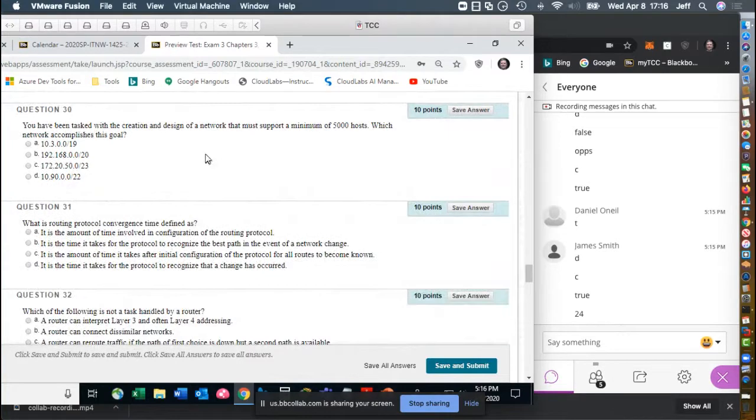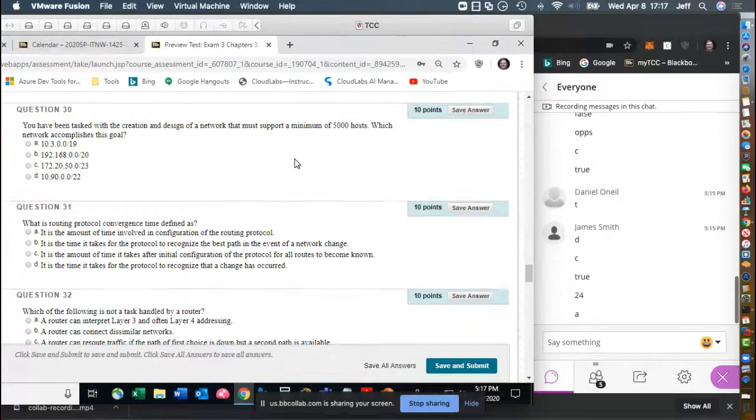All right. You've been tasked with the creation and design of a network that must support a minimum of 5,000 hosts. Which network accomplished this goal? A, right, because it's got to be the biggest network, right? So the /19 is the biggest because it uses only 19 bits for network, and the remaining 13 bits for host.